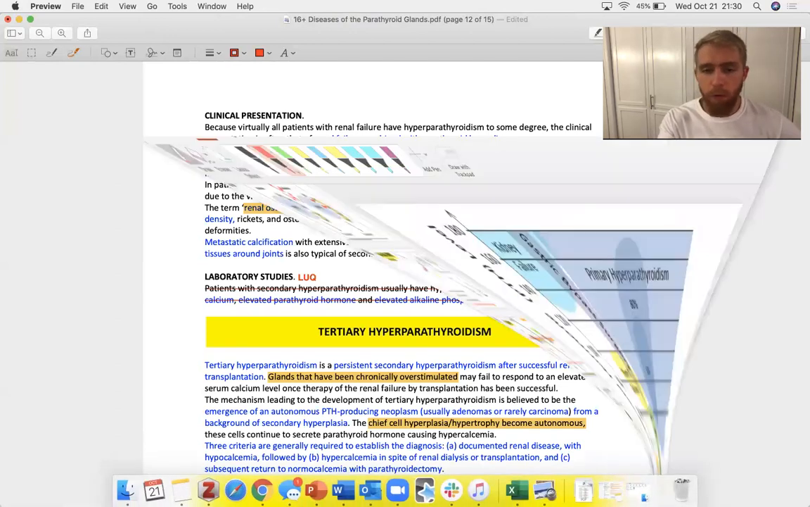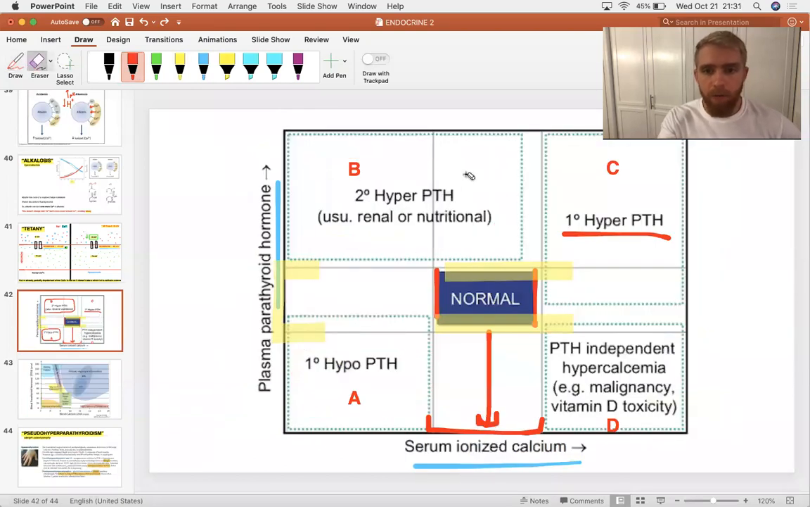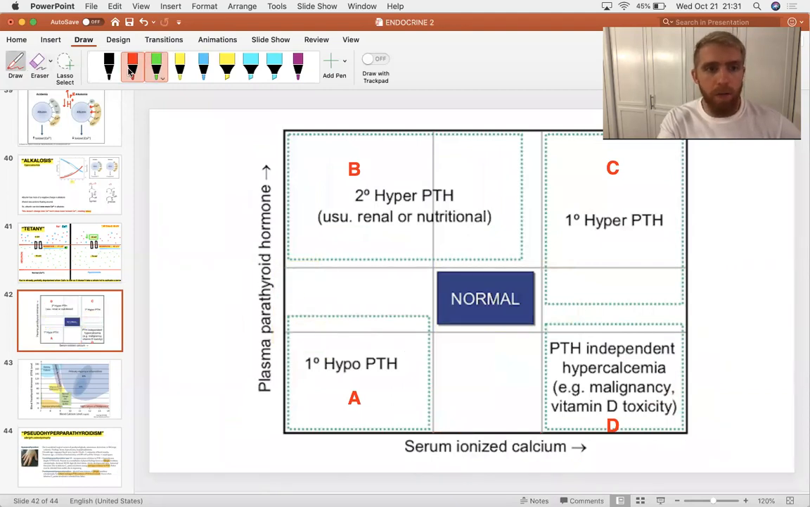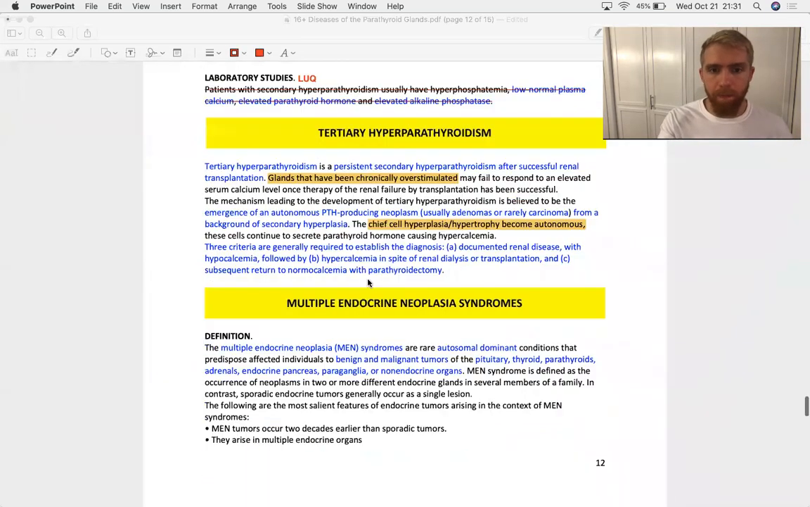But what you really want to understand is that a secondary hyperparathyroidism is going to be in the top right quadrant of this graph that you should be familiar with by the time you take the exam, in which PTH is high in the face of a low serum calcium. So that would be secondary hyperparathyroidism. Tertiary, you almost never see this. It's almost always after a kidney transplant.